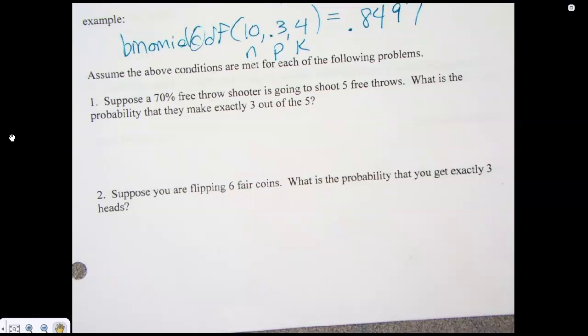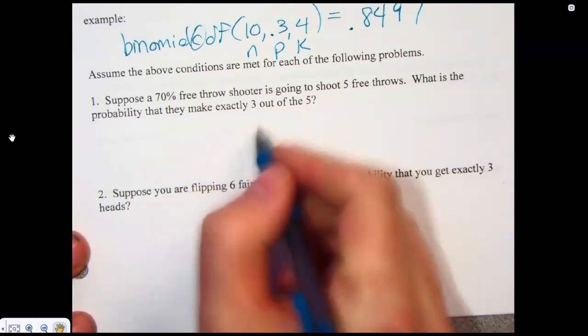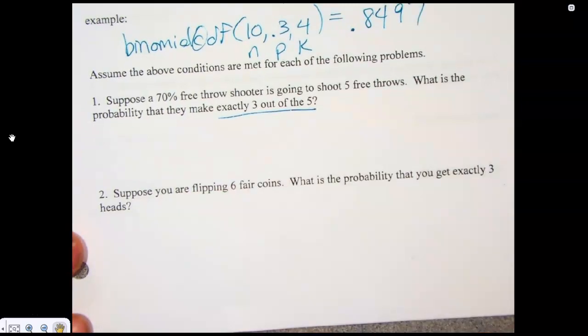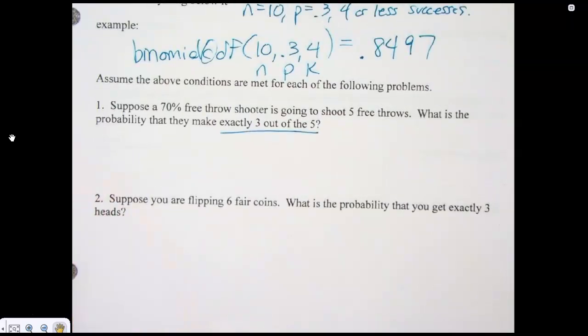Are they used interchangeably? They're not interchangeable, but you could find a way to use either one in every problem. But like in number 1, it says exactly 3 out of the 5. Is there any reason to use the function that does this and lower, or should I just use the particular? That's just the particular. That's exactly 3, like that particular answer. Does that make sense? When we get into some other ones, there are kind of options. Like you could do this one with CDF, it would just be really.